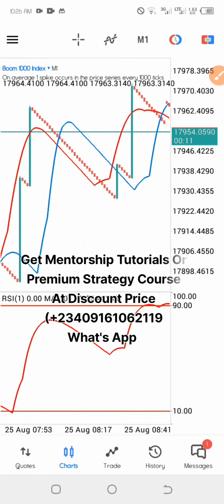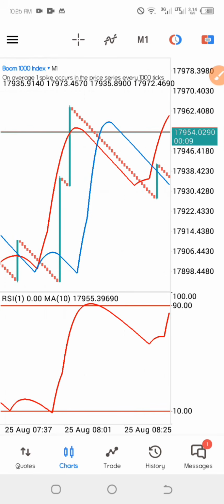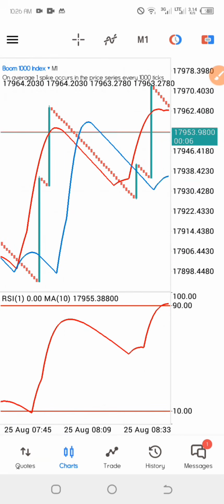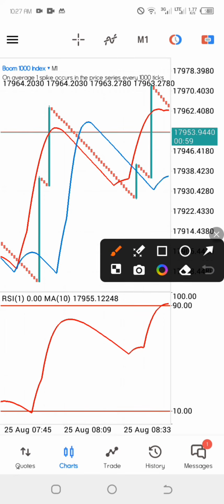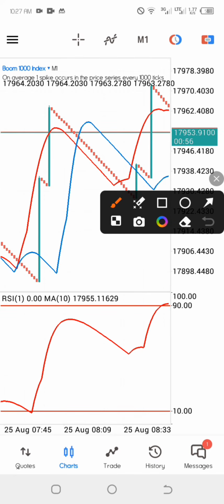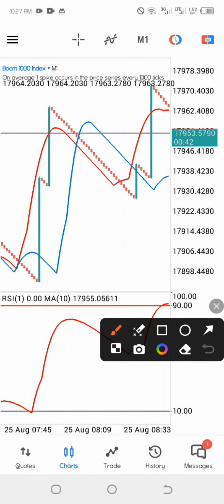So here I'm going to use this recent trade as an example. We are trading on Boom indices. Whenever we want to take a trade, we always anticipate going with the supply area right here, which is the overbought region. That is the area we are going to be focused on when we are trading on Boom. And when we are trading on Crash, we are going to be focused on the 10 levels, which is the demand area, the oversold region.